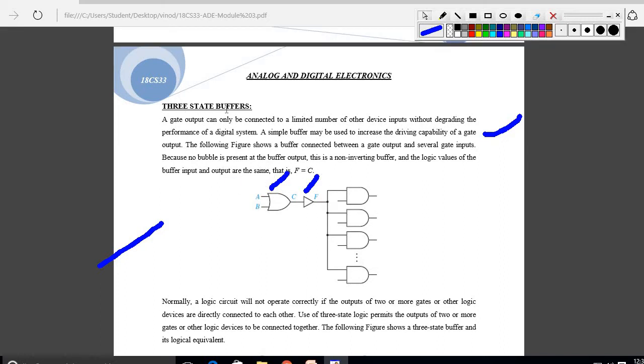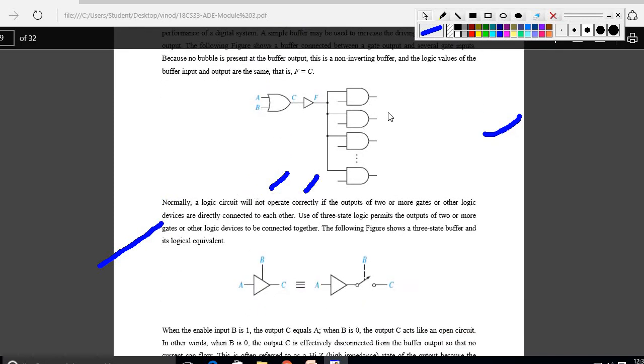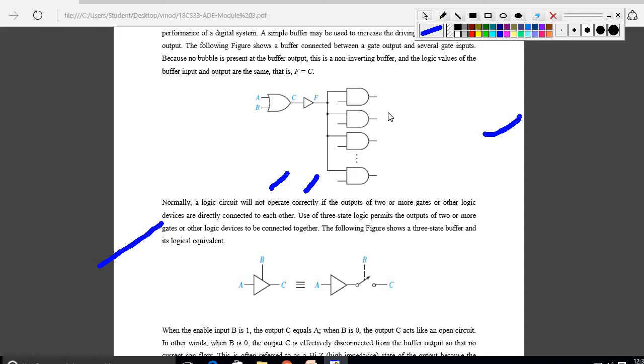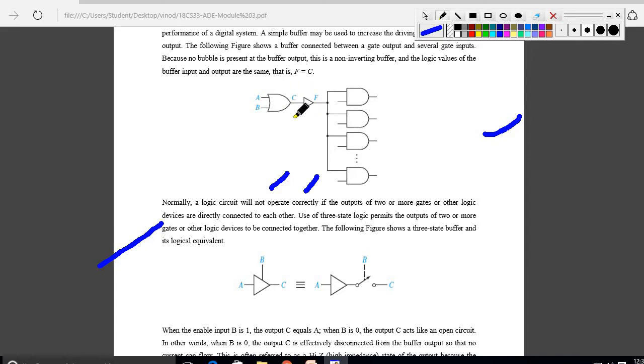Now we have to see the 3-state buffers. Normally, the logic circuit will not operate correctly if the outputs of two or more gates or other logic devices are directly connected to each other. What it means is that if the outputs of two or more gates or other logic devices are directly connected to each other, then the logic circuit will not work.